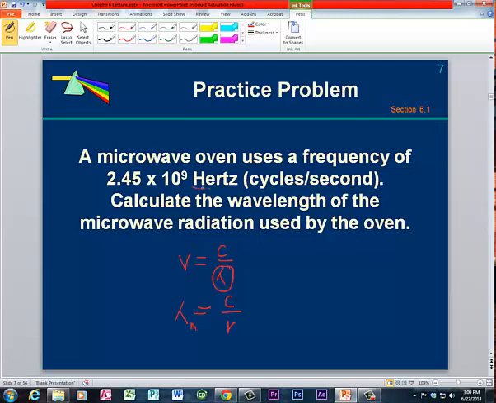And hertz, the unit of frequency, is just cycles per second. So you would simply plug in the values, 3 × 10 to the 8th meters per second divided by the frequency, which is given in the problem, 2.45 times 10 to the 9th hertz. And remember, a hertz is just 1 over seconds. It's also often represented as just s to the -1. You would do the math and you would come out with a solution in meters, and I'll let you take care of that. All right.